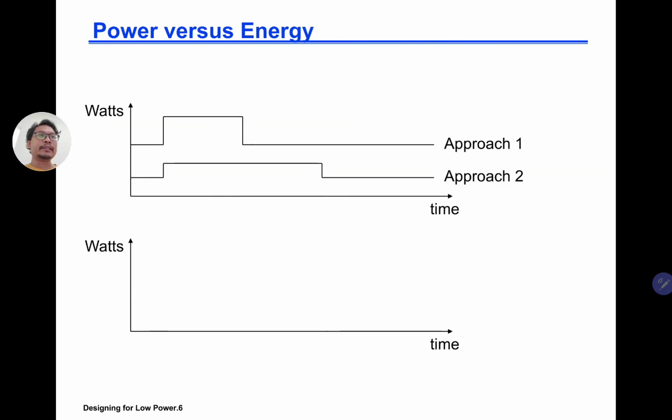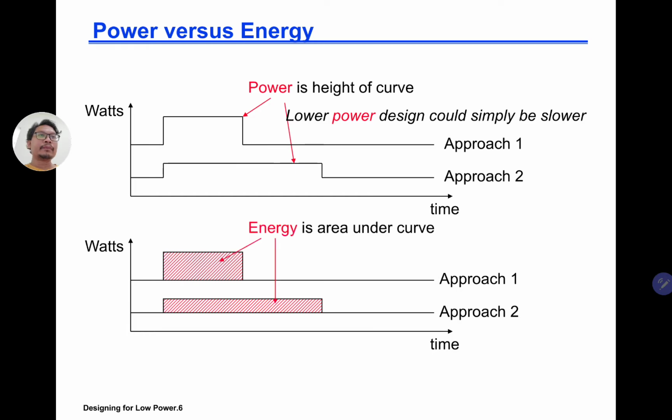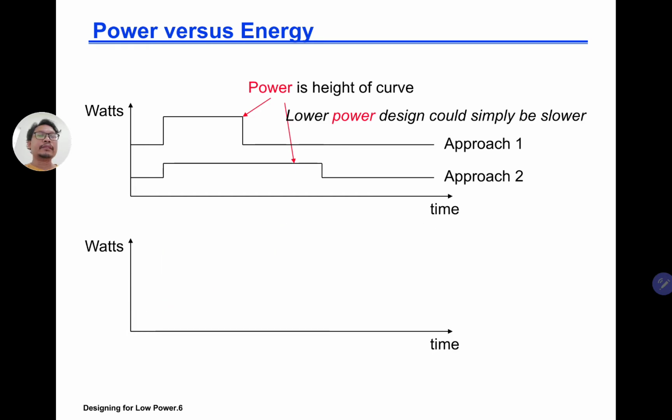So power versus energy. Let's look at the first one here. Power is the height of the curve. If we measure the power against time, it is how much power we consume at a certain moment in time. For example, at this moment we are consuming low power, and at this moment we are consuming relatively higher power. So lower power designs could simply be slower.